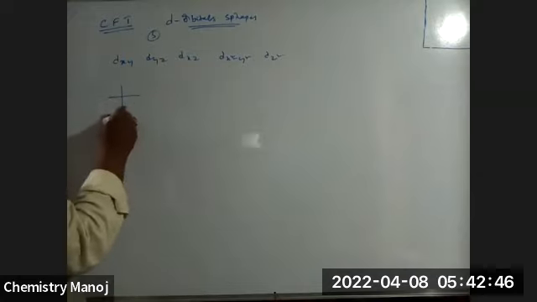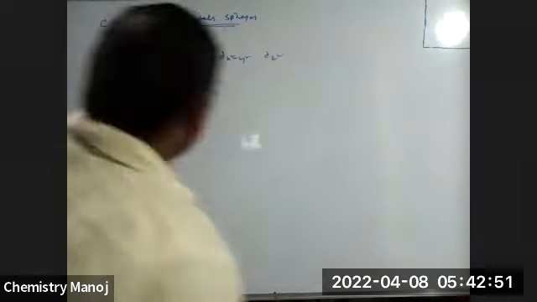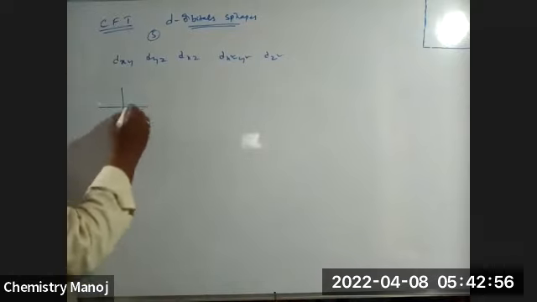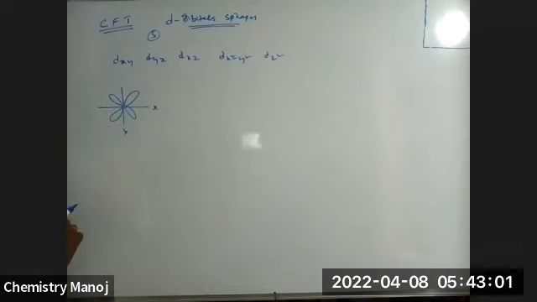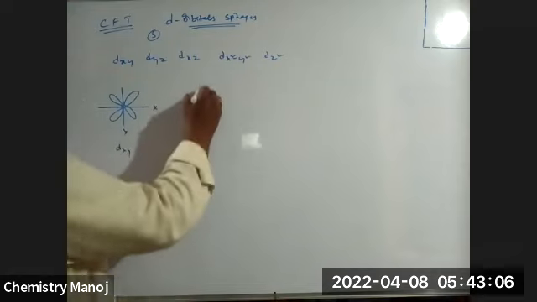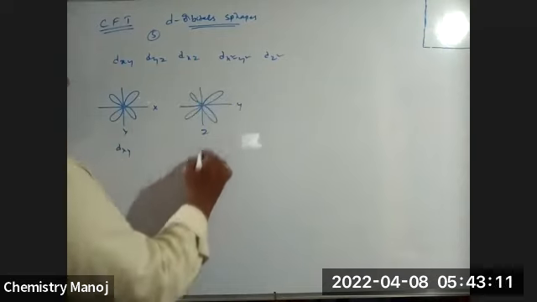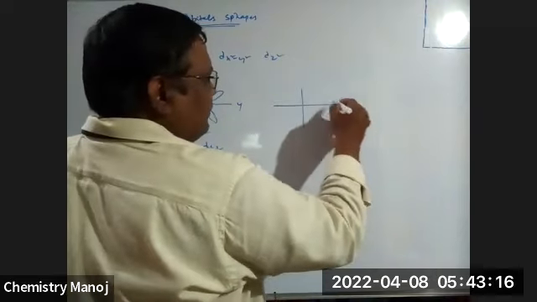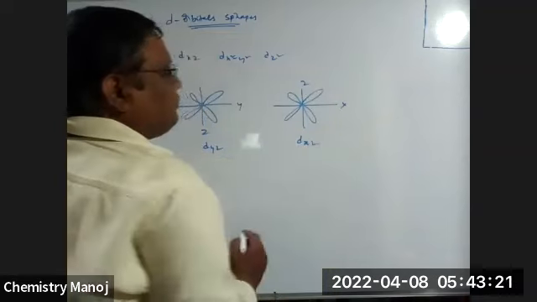dxy is between the x-axis and y-axis; in between these two axes, the electron density is available. This is dxy, my dear. Similarly, dyz: between the axes, electron density is there. Next, dxz: between the axes, electron density is there.